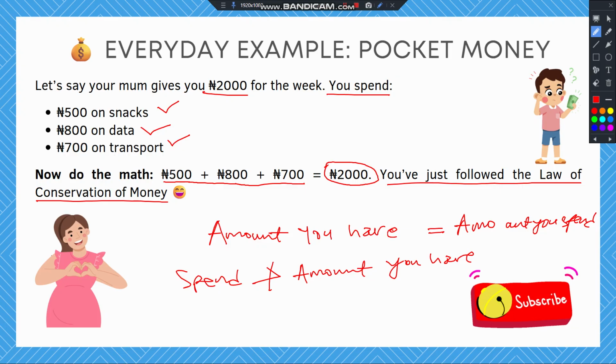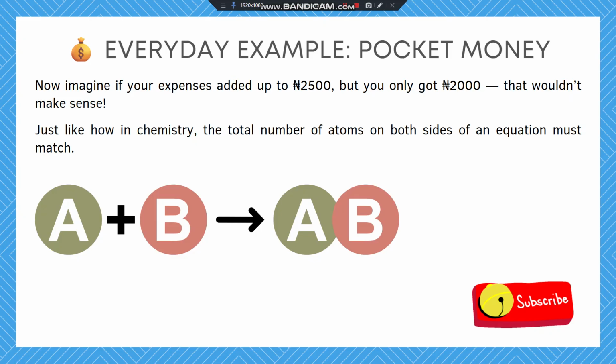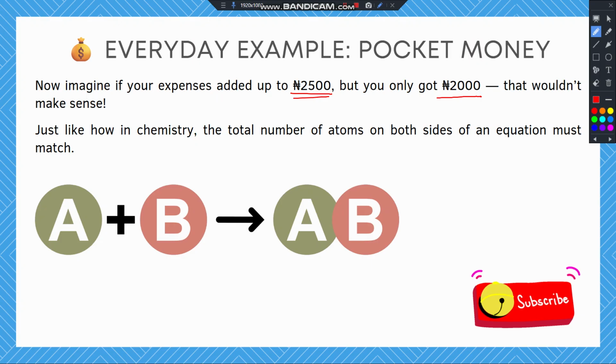The amount of money that you had was 2,000 naira, but the amount of money that you spent, when you add everything together, you saw that it has to be equal to that 2,000 naira, because money was not created or destroyed in the process. That is what the law of conservation of matter is all about. Now imagine if all your expenses, you now totaled everything and it became 2,500. You should be surprised and worried, because you only started with 2,000. How come you are ending with 2,500 naira? That would be nearly impossible. So in that same way, it is like that in chemistry.